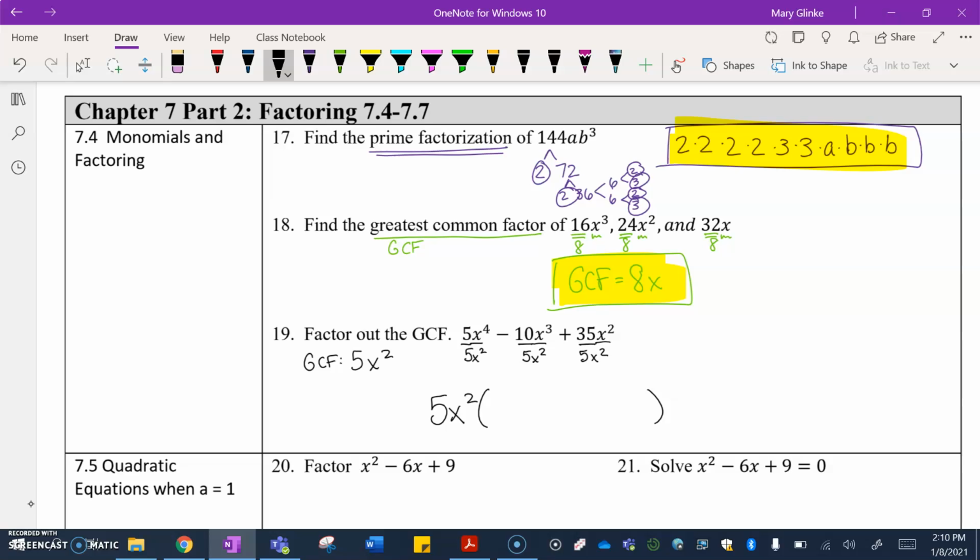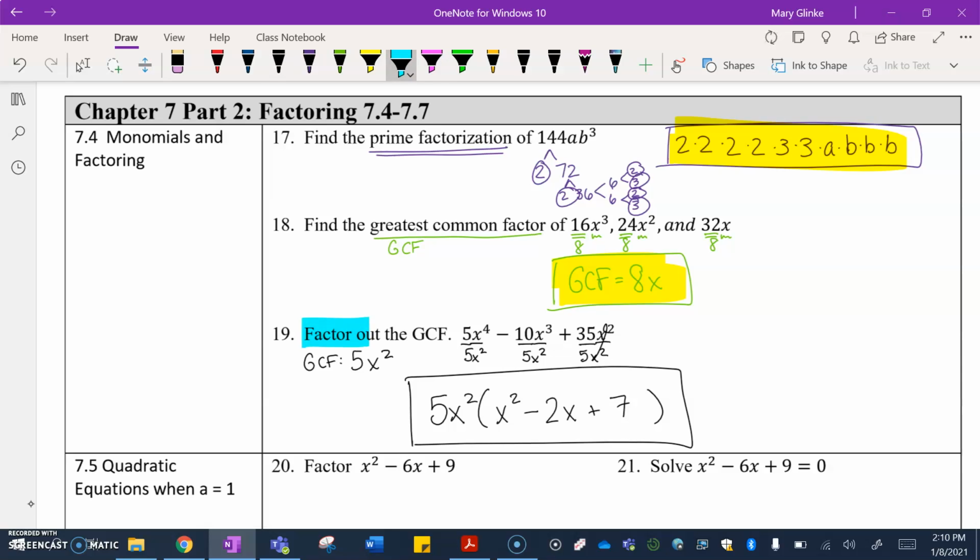So 5x to the fourth divided by 5x squared becomes x squared. Then we have a minus. 10 divided by 5 is 2. And we have one extra x left over when we divide out 2 of them. Plus 35 divided by 5 is 7, and our x's cancel each other out. This is what our answer looks like when it asks us to factor out your GCF.